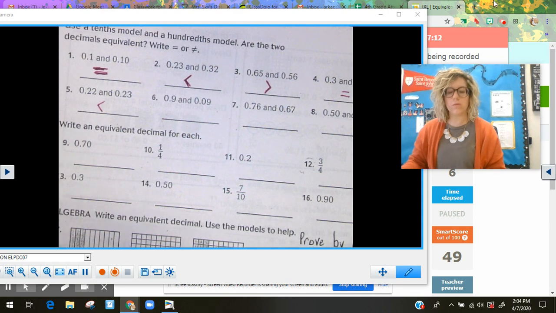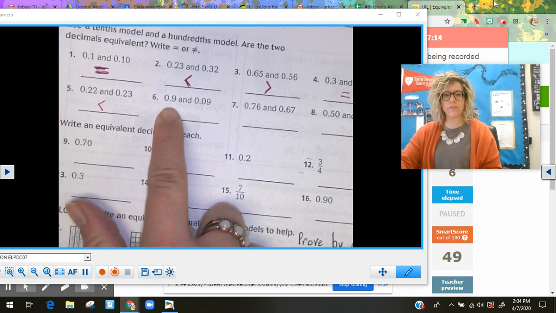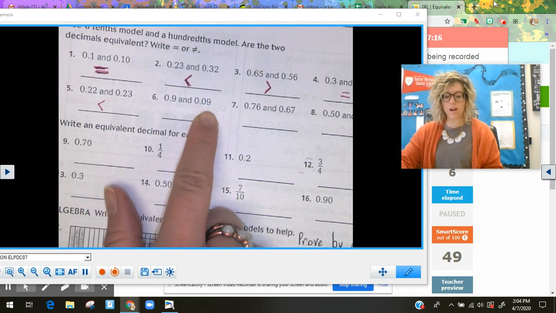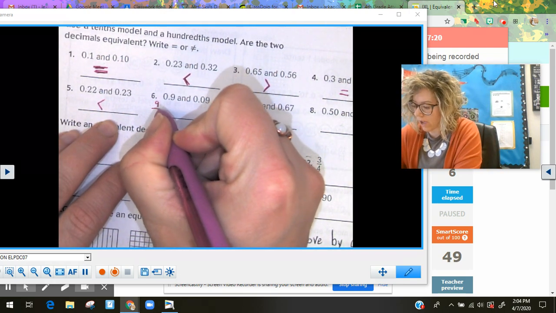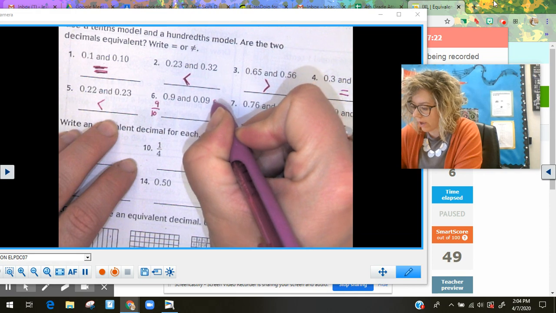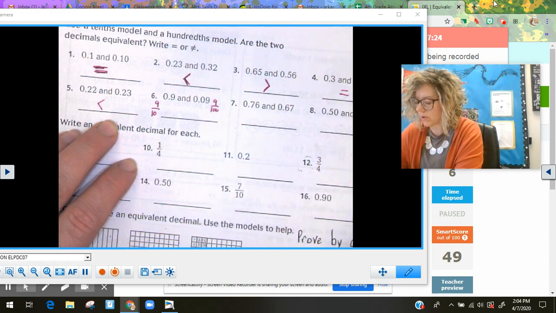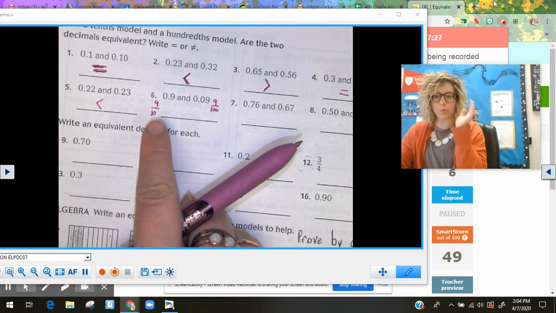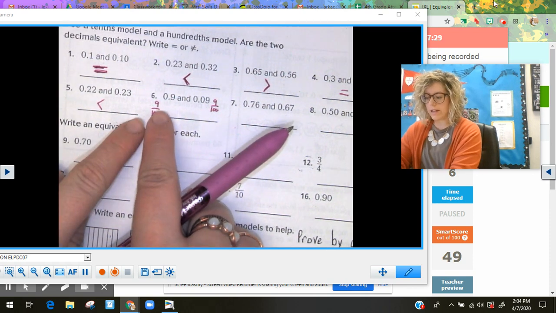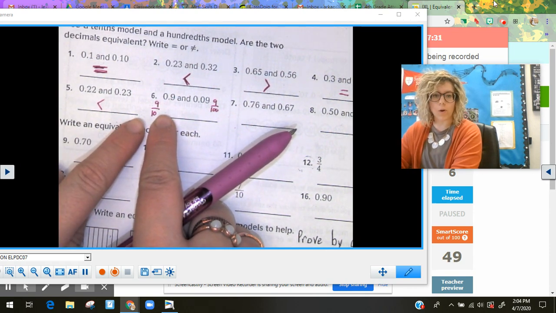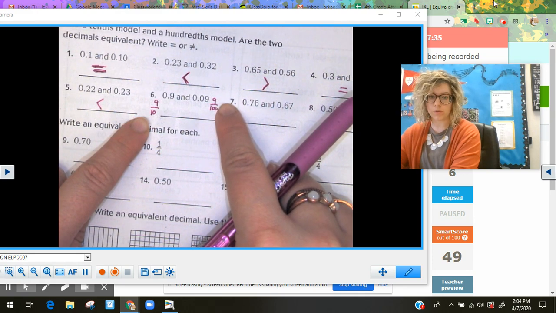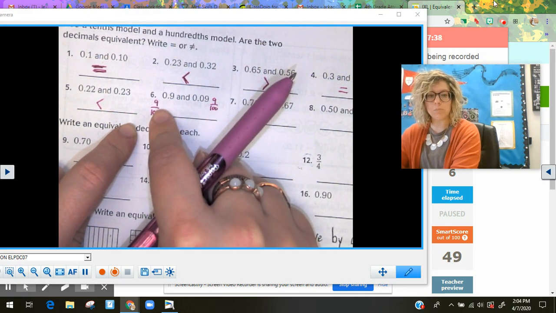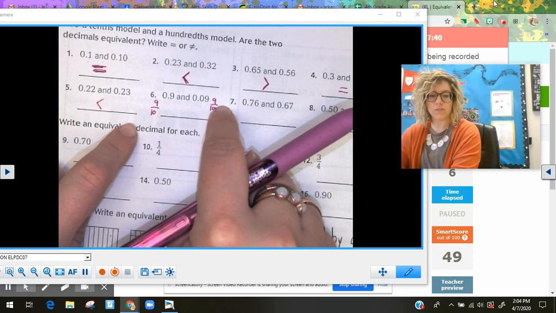Okay, so looking at this one, 9 tenths or 9 hundredths. Now, some of these you can kind of write out too. Like I know this is 9 tenths and this is 9 out of 100. So pretend you have a group of people and 9 out of 10 of them are wearing blue shirts. And then 9 out of 100 of them are wearing blue shirts. In a group of only 10 people, this is going to look like way more than this one.